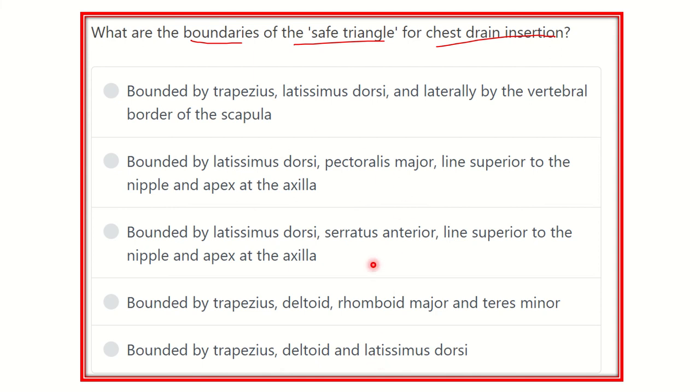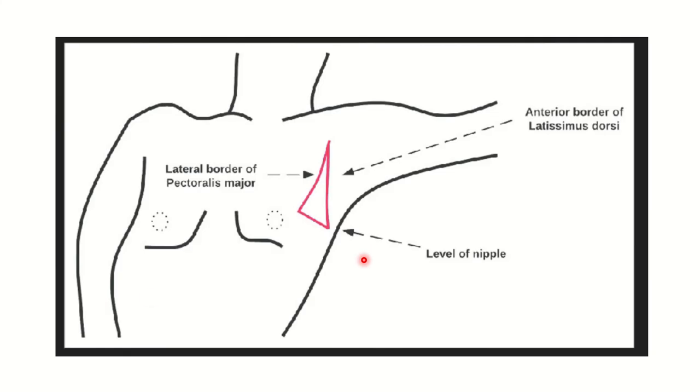So we have to find out the one option which gives the boundaries of this safety triangle. Here we can see a triangle which is located just below the axilla, and this is a triangular space.